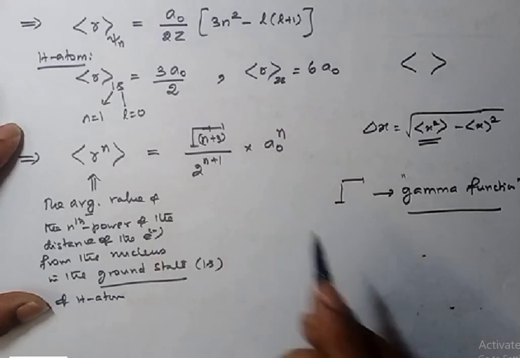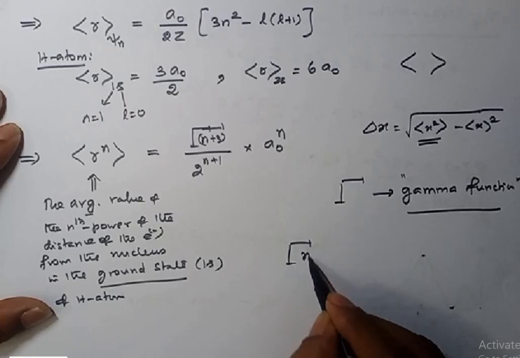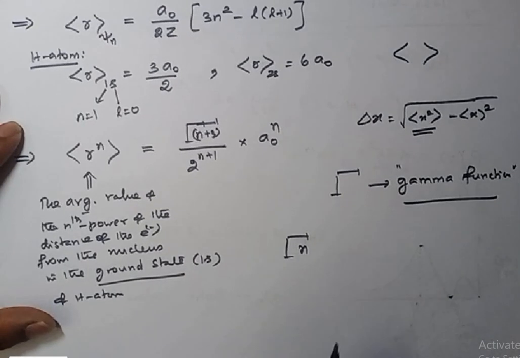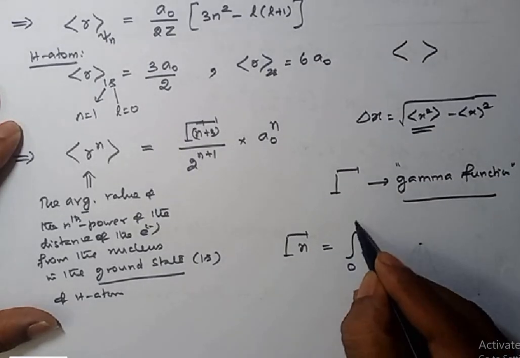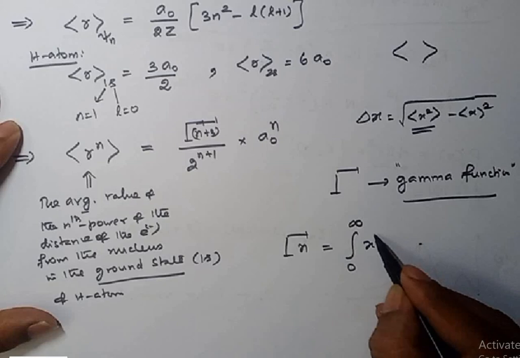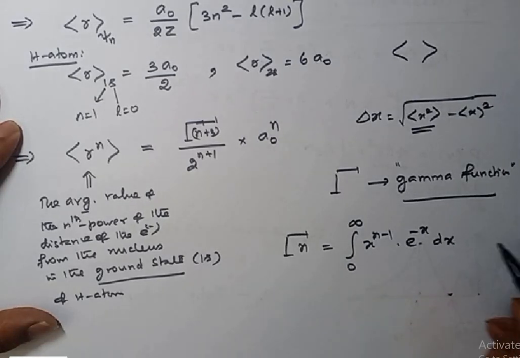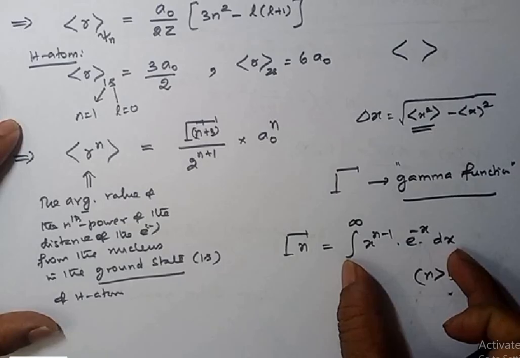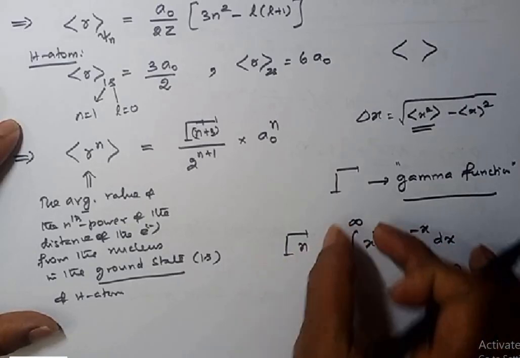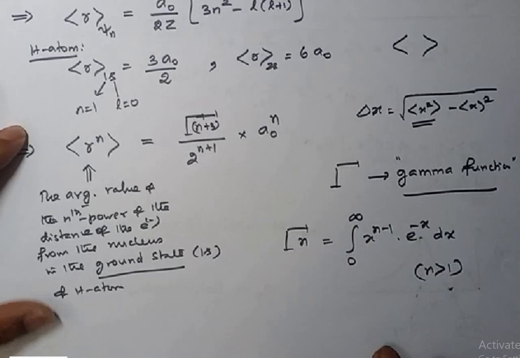Actually, gamma function is an integral. Let me write the gamma function first. Gamma function of any number n is actually an integral. What is the integral? Integral 0 to infinity x to the power n minus 1 into e power minus x dx. Here n should be greater than 1. If n is greater than 1, then this integral is called gamma function of n.